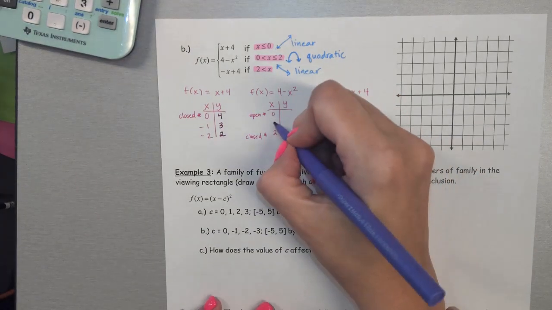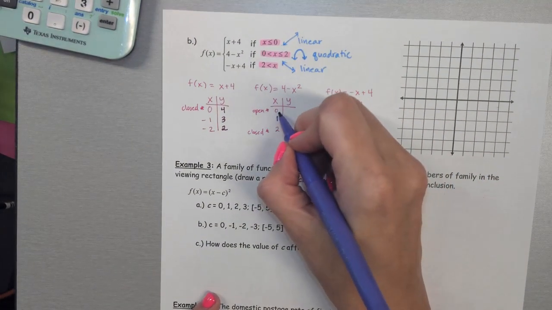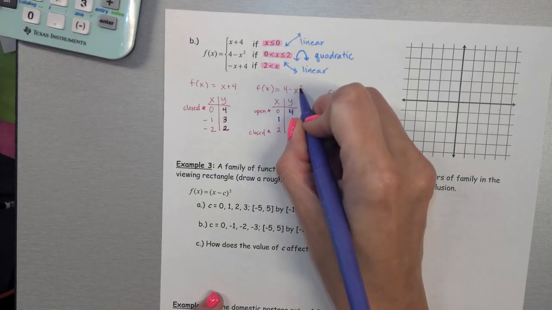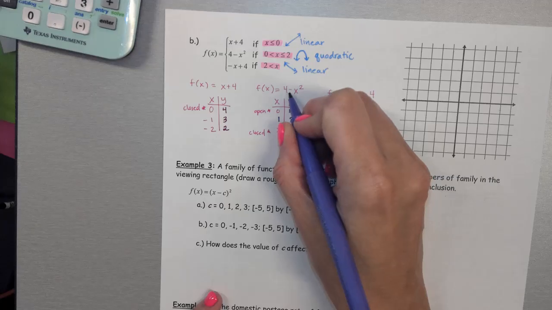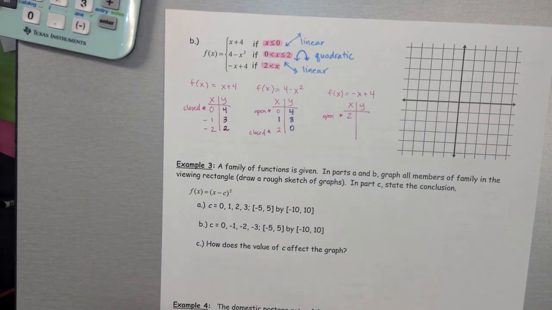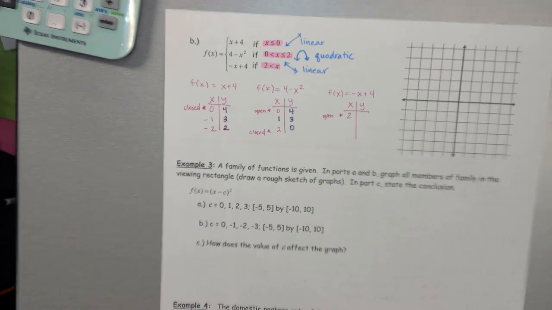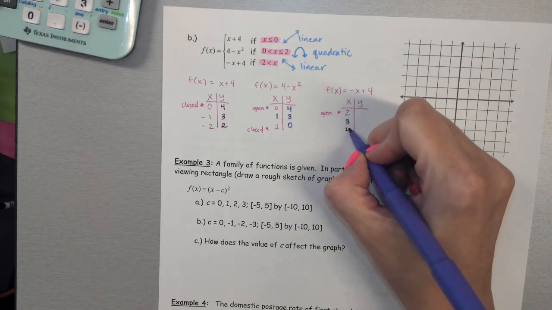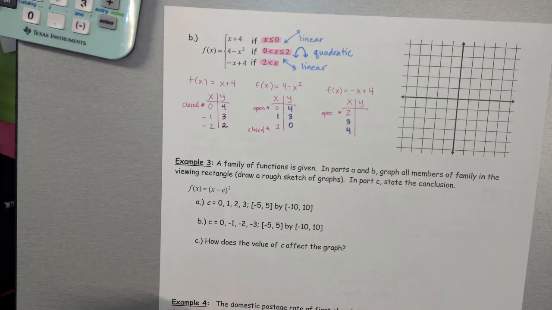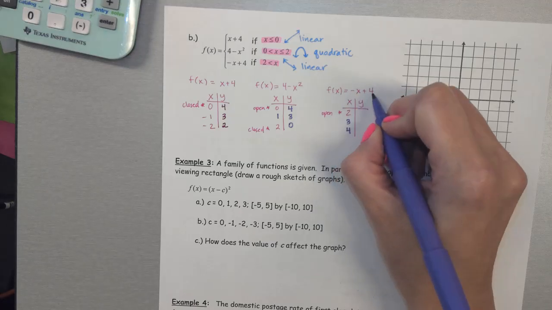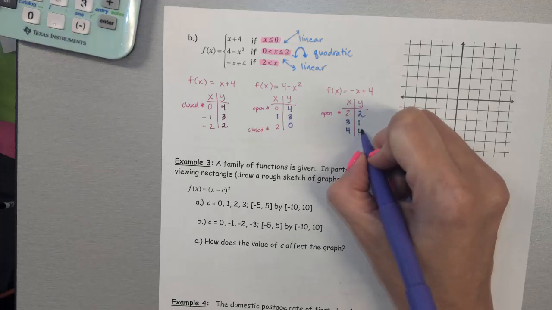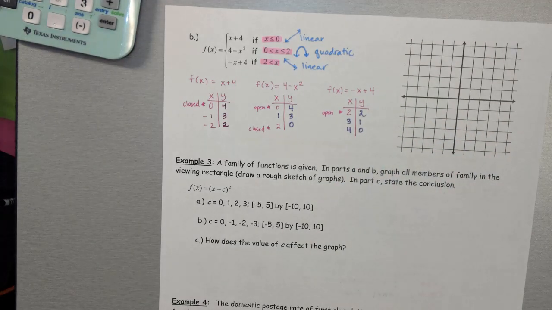And this one, I am going to plug in the 1 in the middle as well. If I plug in 0, 4 minus 0 is 4, 4 minus 1 squared is 3, 4 minus 2 squared is 0. So we're just plugging those in using mental math. And then anything bigger than 2, I could choose 3 and 4. If I plug in 2, this is -2 plus 4, which is 2. -3 plus 4 is 1. -4 plus 4 is 0.